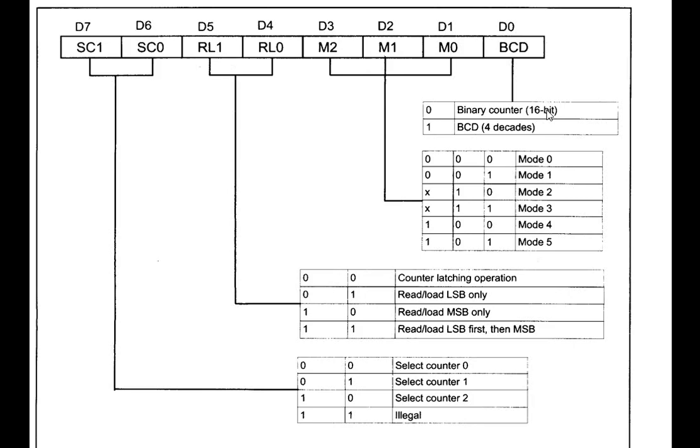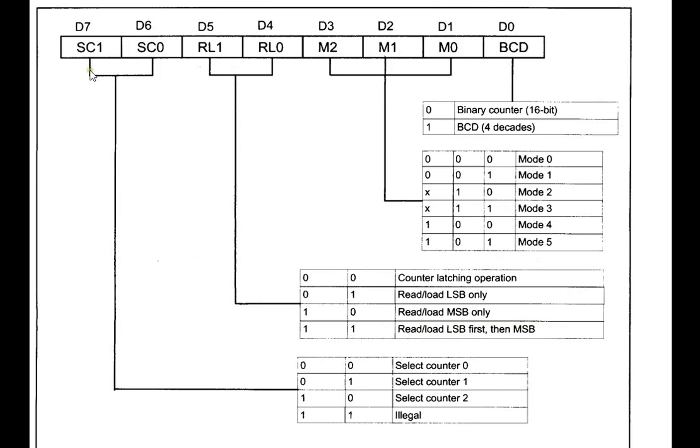And now the read-write logic. Here we have RW1 and RW0. If the input is 0, 0, that is the counter latch operation. Then 0, 1 is to read the least significant byte, 1, 0 is for the most significant byte, and 1, 1 is for the least significant byte first, then the most significant byte.